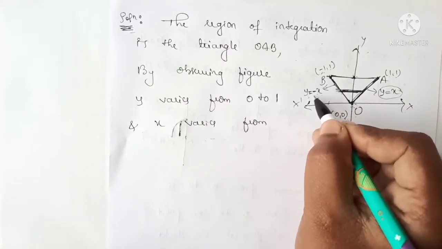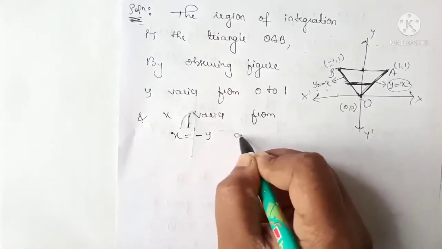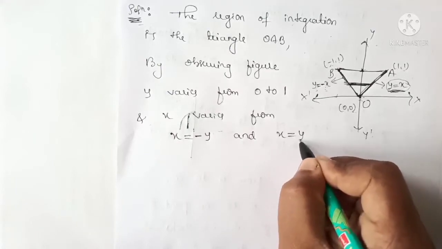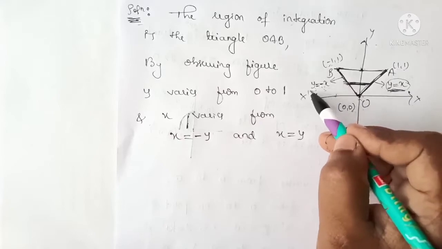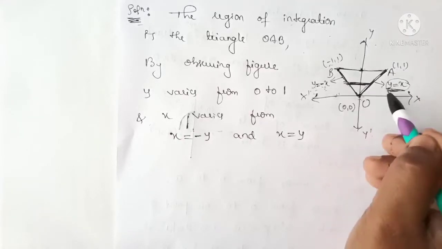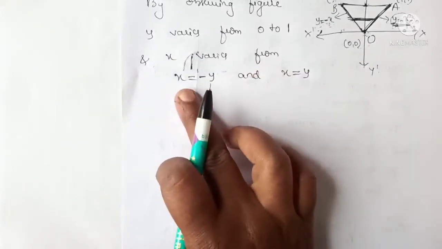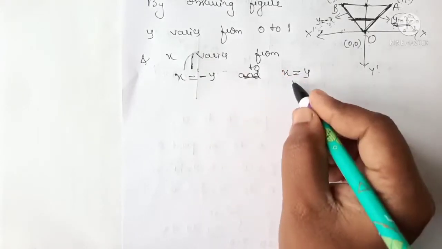Here y equals minus x is nothing but x equals minus y, and this one represents x equals y. So from left to right, the x value is equal to minus y, and the x value equals y. Therefore x varies from x equals minus y to x equals y.